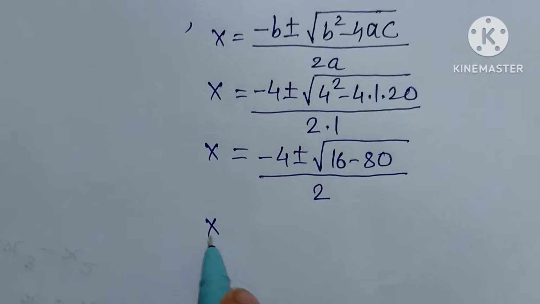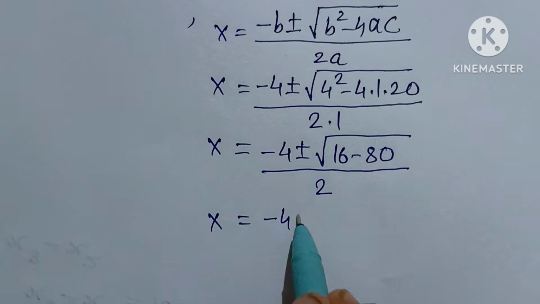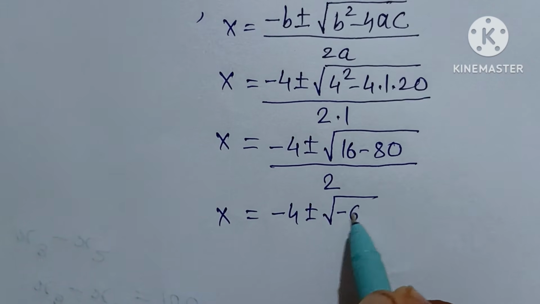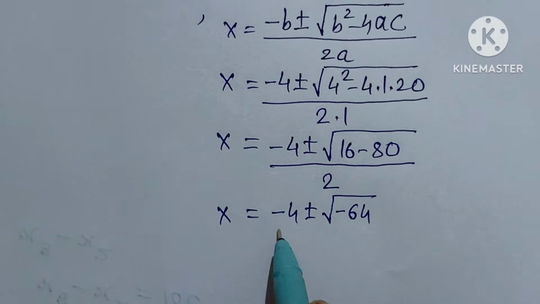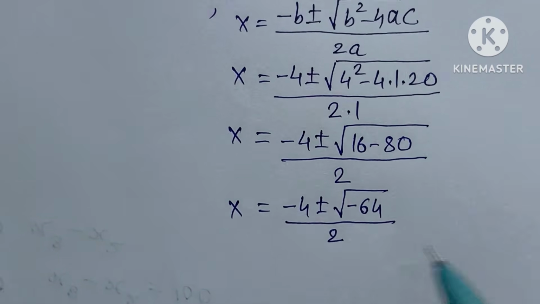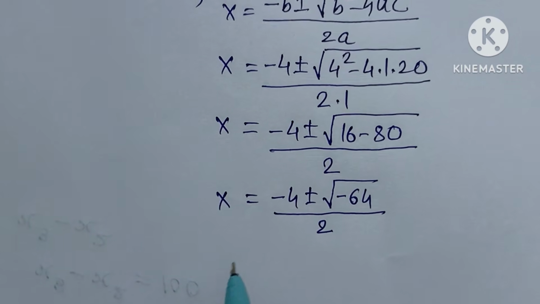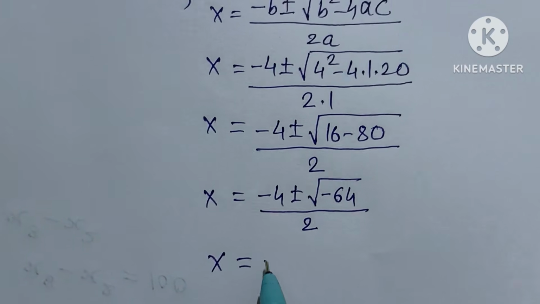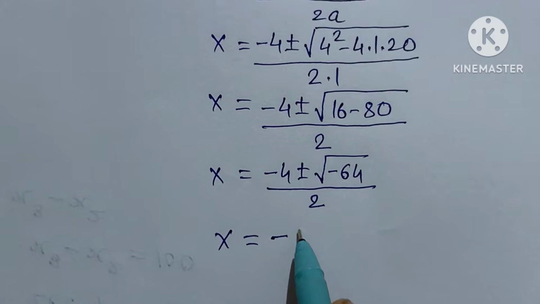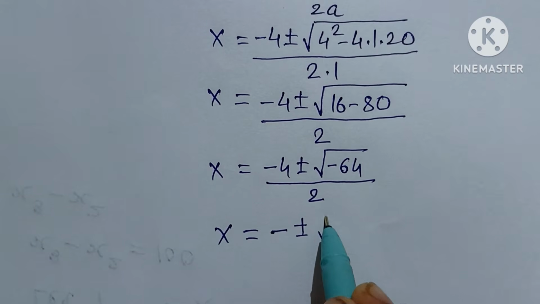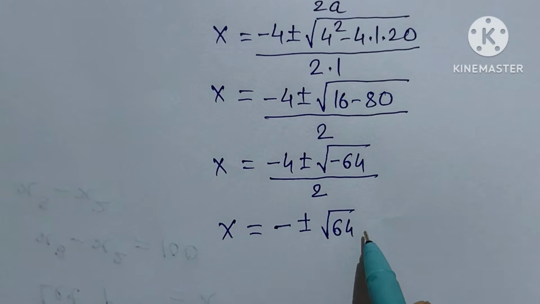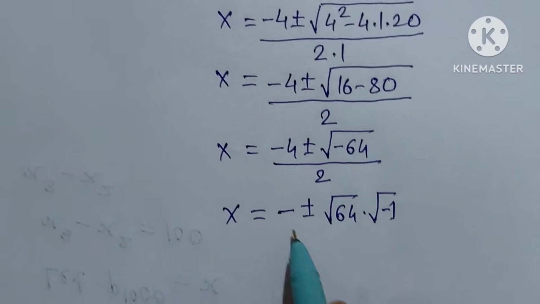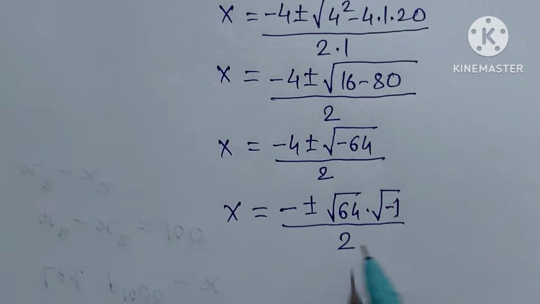Now x equals -4 ± √(-64) divided by 2. So x equals -4 ± √64 into √(-1), divided by 2.